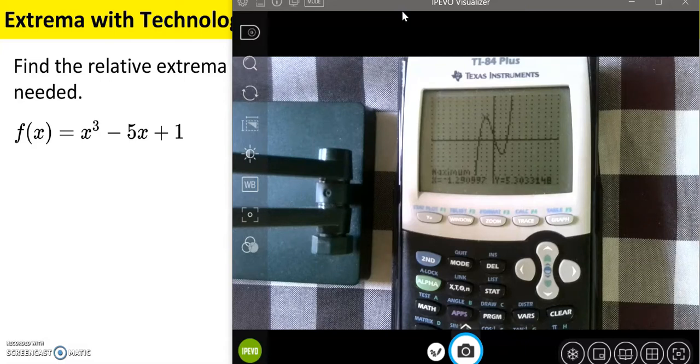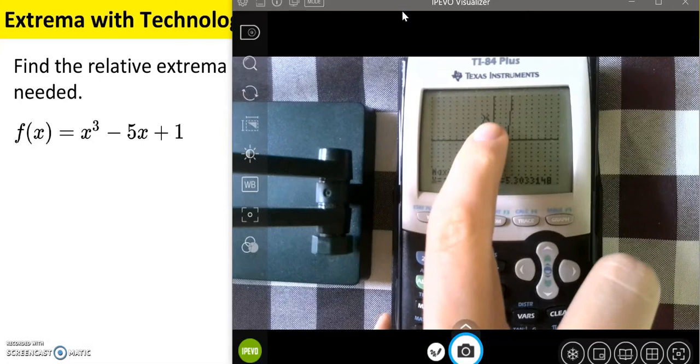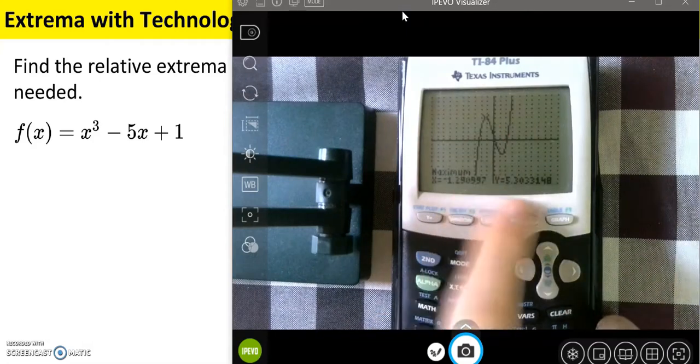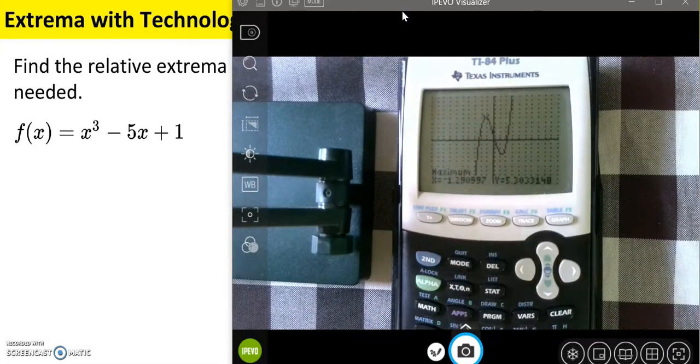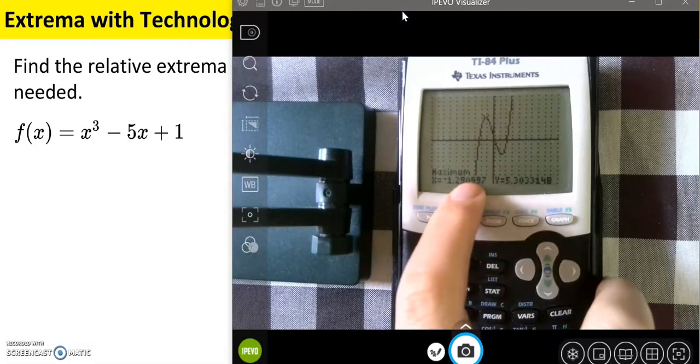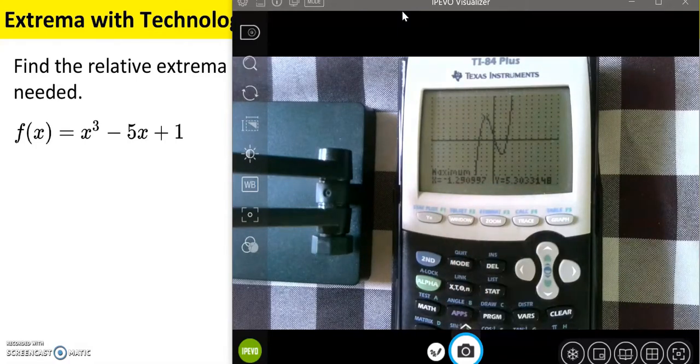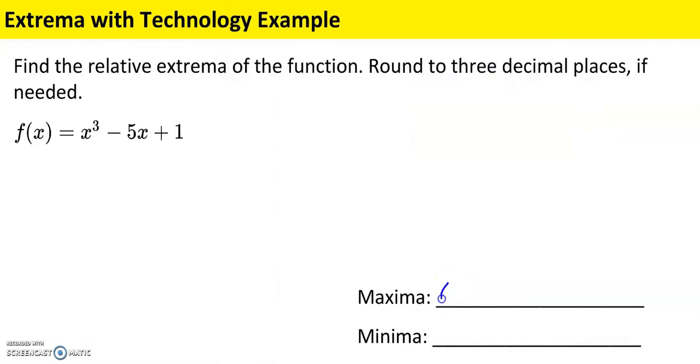It gives me that maximum point. See the cursor right there saying this is where I'm at? And here are the coordinates. Now, they're not nice x and y values. We're going to have to round to 3 places when we write our answer. How about negative 1.291 and 5.303? So for my maximum, negative 1.291 and 5.303.